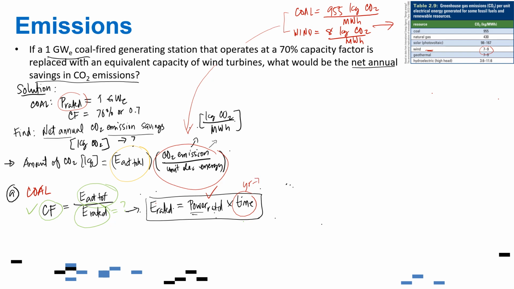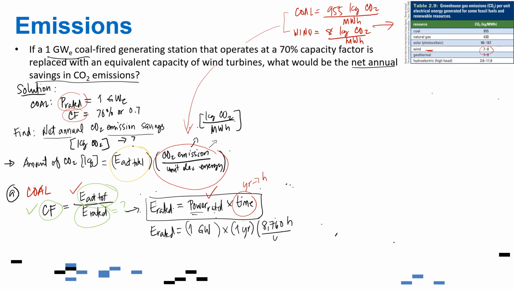But we want to use hours. So how many hours in 1 year? You have to know that one. And CF, capacity factor, is also given. So now we can possibly solve for the actual total energy. But first, let's solve for the rated energy. So E rated is power, which in this case is 1 gigawatt, times time, 1 year. And then we change this year into hours. How many hours in 1 year?